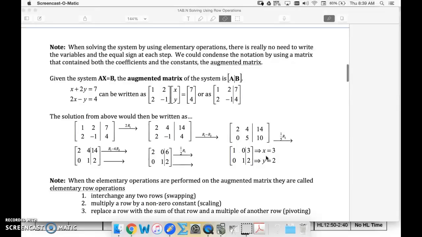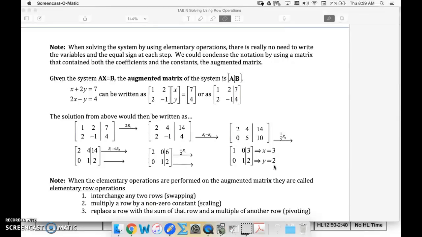Either way, we now end up with our identity matrix and our solutions. So from this, I can infer that x equals 3, y equals 2. If I put this back into this order and multiplied it out, I would end up with the same result.